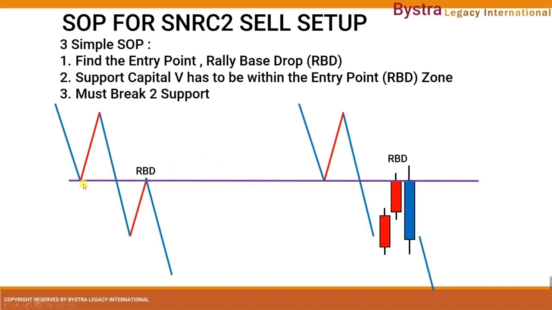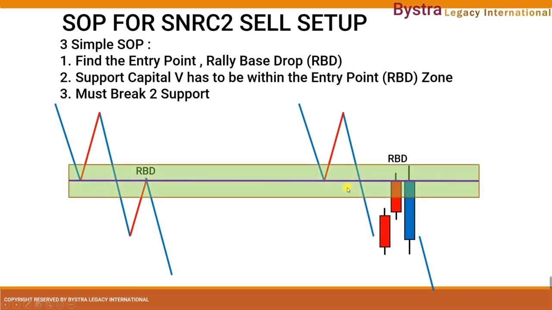We have to check that the capital letter V, which is the support, is aligned with the entry point, which is the Rayleigh base drop. We then mark our zone. This zone, as I said earlier, is just a monitoring area for when the price comes back to it. Our entry point, our sell limit, would be this horizontal line, aligned together with the capital V, which is the support. So this is the area where you need to set your sell limit.